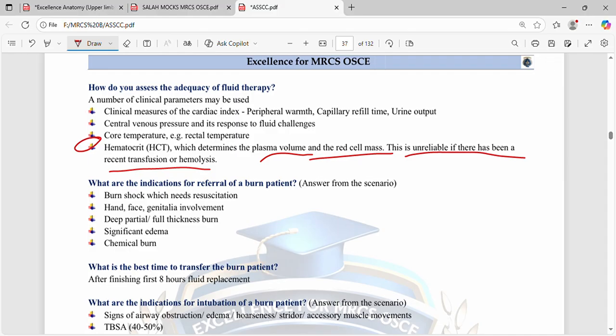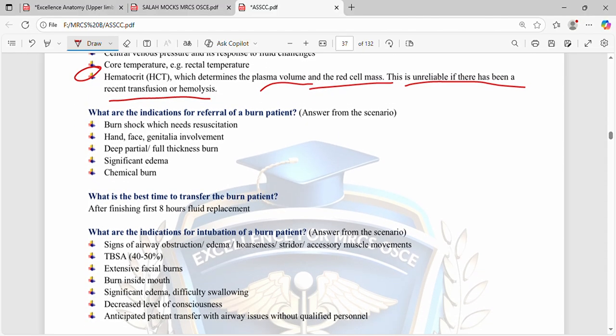There is dilution. What are the indications for the referral of a burn patient? Burn shock, which needs resuscitation, and hand, face, genitalia, and limb involvement. These are the indications for referral.